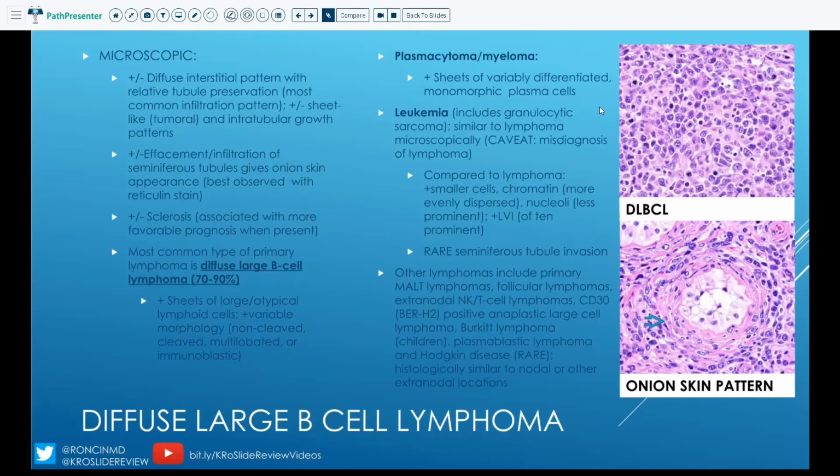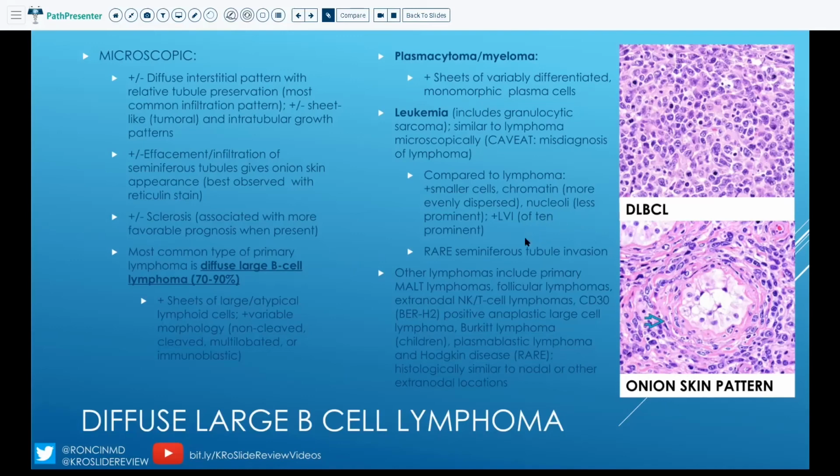And for leukemia, these are going to be similar to lymphomas elsewhere microscopically. And the caveat to leukemias is that often these can be missed and diagnosed as lymphomas when they're actually leukemias. When you compare it to lymphomas, the cells should be smaller, your chromatin should be more evenly dispersed, and you should have less prominent nucleoli, but you're far more likely to have LVI.